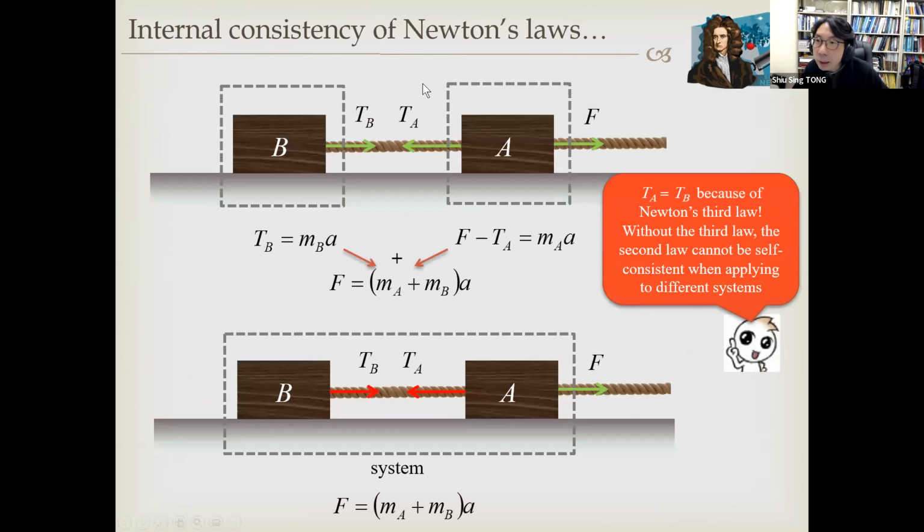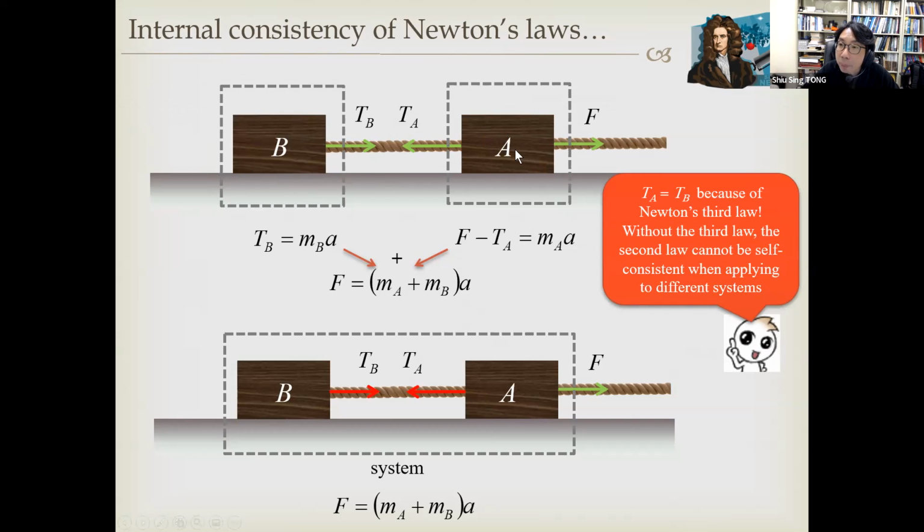Now, inside Newton's law, there's some internal consistency. Let us consider this system. Two blocks being connected together by a string, and there's another string pulling block A to the right. Okay. Now, if you make a free body diagram of body B, the only external force is TB, the tension force, right? The tension force from A acting on B, that is I call TB. And so if you apply Newton's second law, TB will be equal to MB times A, where A is a common acceleration of the two blocks. Okay.